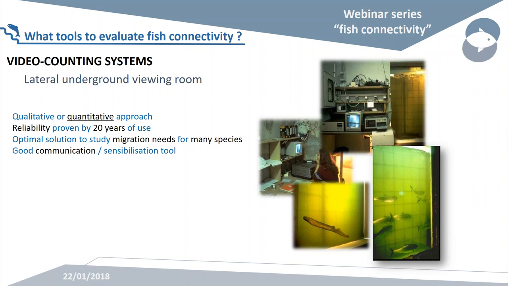Because when you work on an impassable dam and you have all the fish who pass through the fish pass, you can know all the fish who migrate to your river. So for monitoring it's a really important thing. That's why in France we have a good installation. We have many installations in each big river, and we have a reliable tool proven by 20 years of use. This is also good for communication and sensibilization because you have images of the fish. So it's good to communicate with, on a website or on a Facebook page, for example.